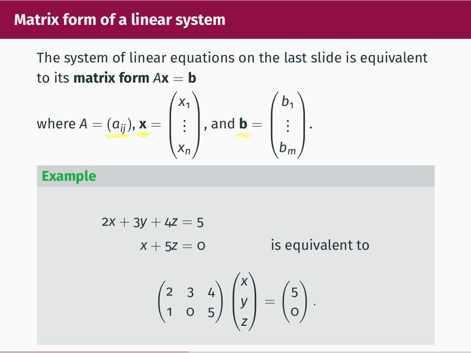To see this in action, let's take the system of linear equations 2x plus 3y plus 4z is equal to 5 and x plus 5z is equal to 0. The matrix form would be Ax equals b, where A is this matrix here. Vector x would be the column vector consisting of our variables x, y and z, and b would be the height 2 column vector 5, 0.